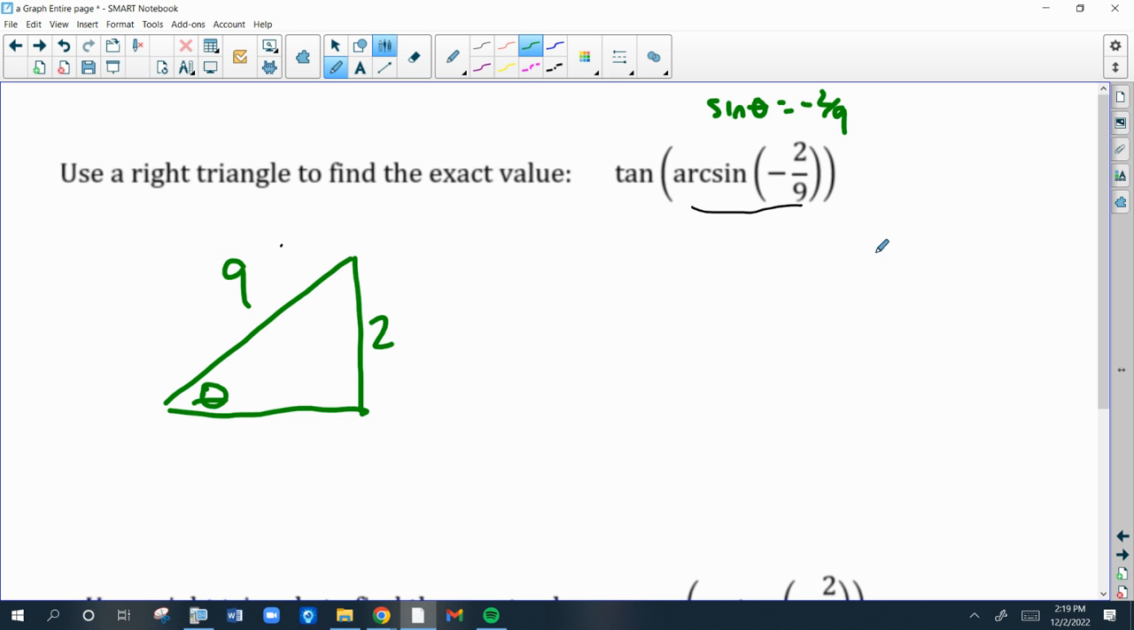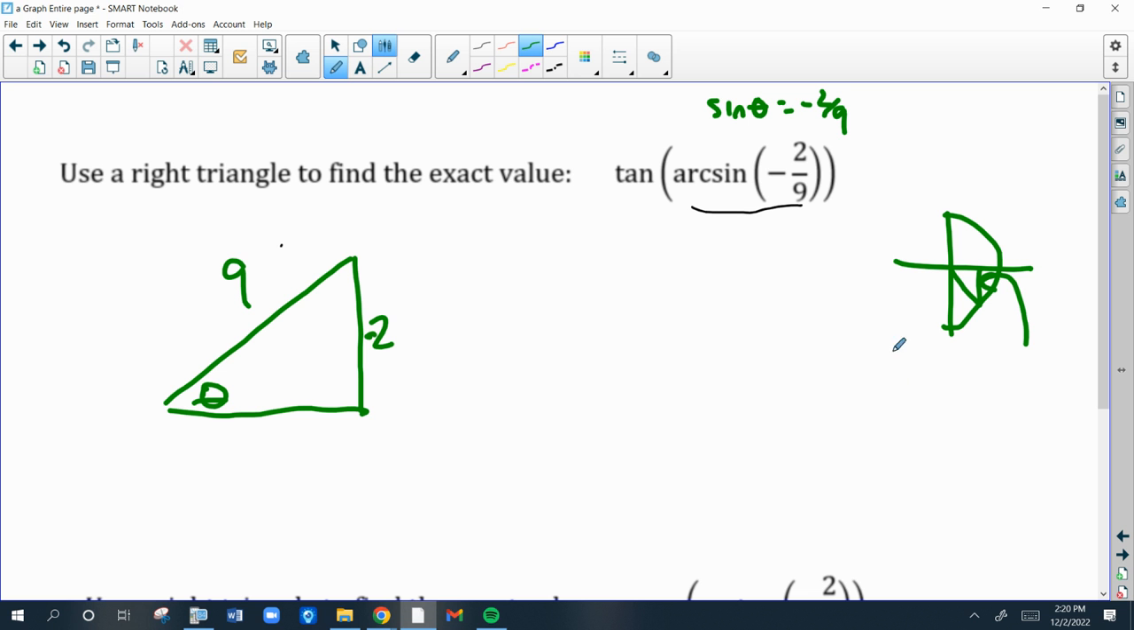Now, the reason why the 9 can never be negative is because it's the hypotenuse. The reason the 2 can be negative is because, you remember, the arcsine is in this part of the circle. So the triangle just really looks like this. So that side here is -2. And just to make it easier, I'm going to label it with a -2 and go from there.